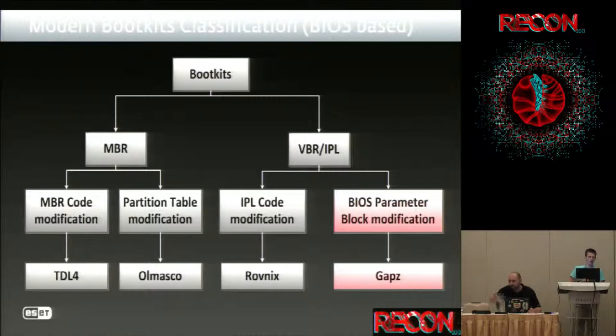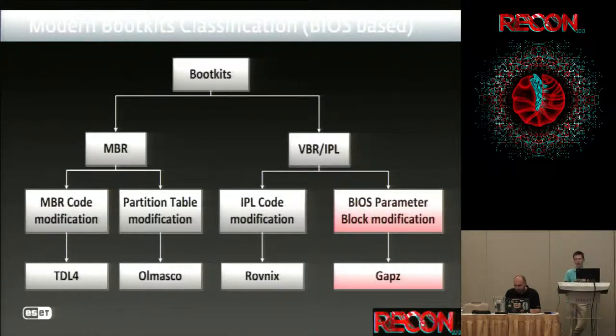The MBR bootkits can infect the MBR code, as TDL4 or other widely spread bootkits do. Or, on the other hand, they can modify the partition table. For instance, the Olmasco bootkit creates its own partition table entry, marks it as active, and writes its malicious code in this partition. But the MBR code remains untouched and is not modified.